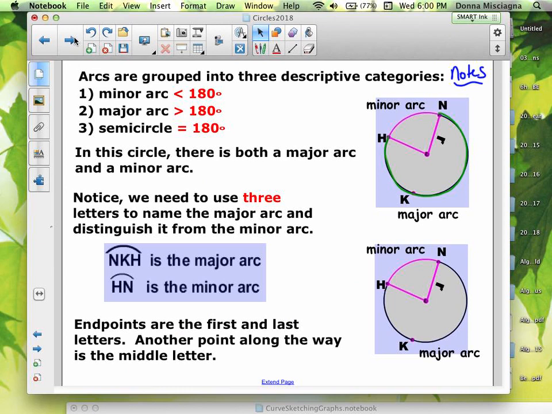So every time we have a major arc, it's more than 180 degrees, we're always going to use 3 letters. It doesn't matter if there are lots of points. It could be any point on that arc, could be the center point, but the first and last point always have to be the endpoints. The order of those endpoints doesn't matter, but the endpoints are the first and last letters, and another point, any old point along the way, is the middle letter. Okay, so that's how we name arcs.